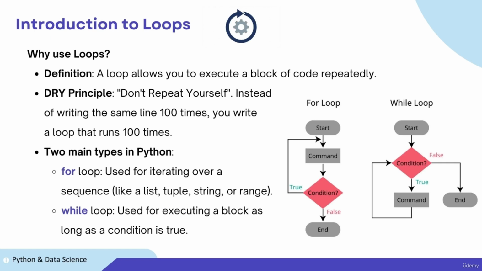So, why use loops? The answer lies in the DRY principle. Don't repeat yourself. Imagine you need to print the numbers from 1 to 100. You could write 100 print statements, or you could write a single loop that runs 100 times. In Python, we have two main types: the for loop, used for iterating over a sequence, like a list or a range of numbers, and the while loop, used for executing a block of code as long as a specific condition remains true.